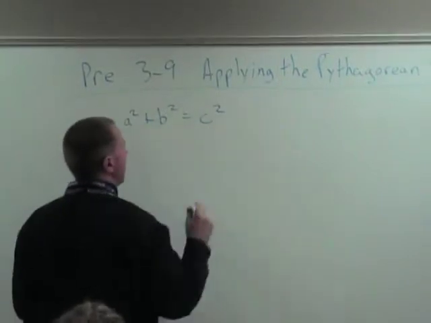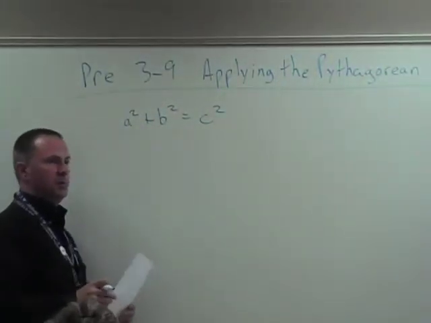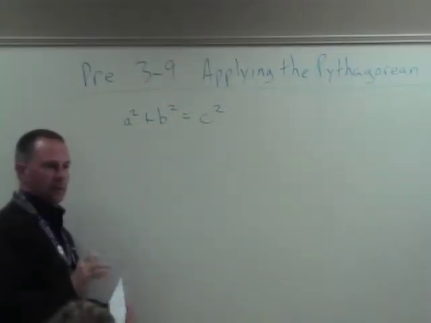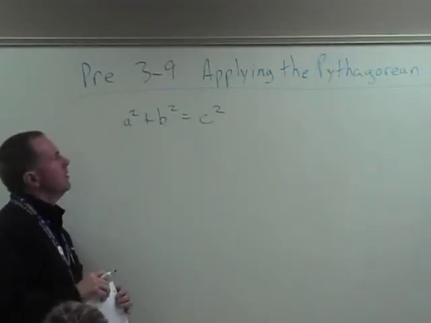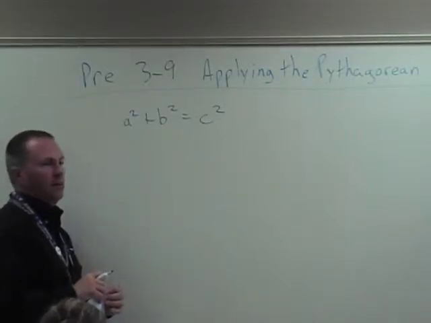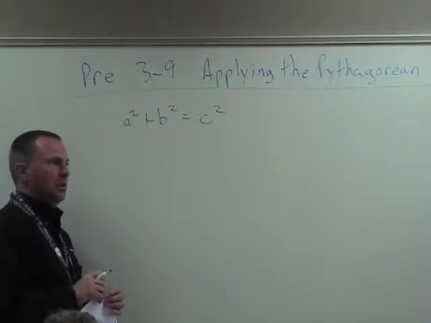Okay, again, that is the theorem: a squared plus b squared equals c squared. The lengths of your legs squared and added together equal the square of your hypotenuse.